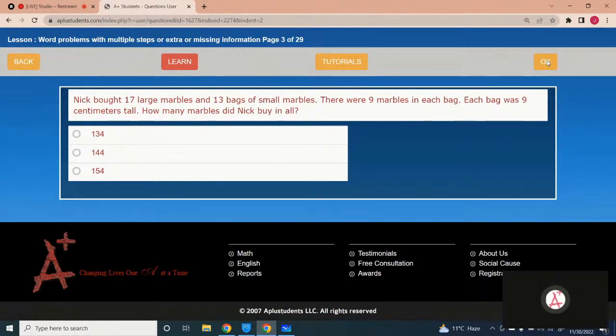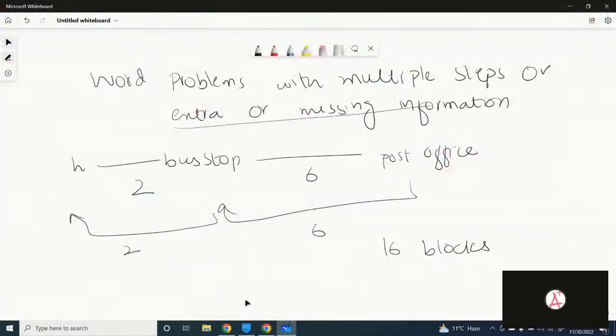Okay, Nick bought 17 large marbles and 13 bags of small marbles. There are 9 marbles in each bag. Each bag was 9 centimeters tall. How many marbles did Nick buy in all? So 17 large marbles and 13 bags of small marbles, and there are 9 marbles in each bag. Got it? So first let's count how many total bags, by adding the small one and the large one.